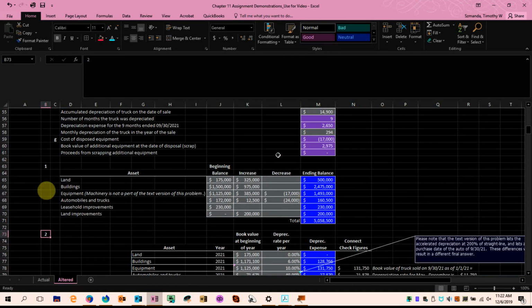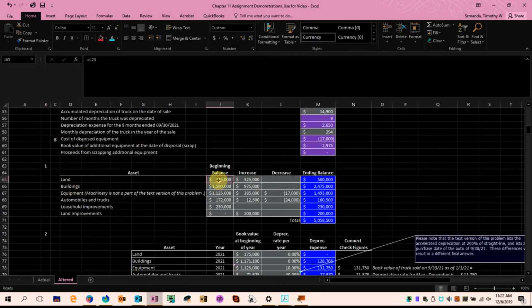All I did then for part 1 is I just took the beginning balance of each of these assets, and then I added or deducted any increases or decreases that were given to us. So in part 1, we do not consider depreciation or amortization in the calculations when we determine the changes in the balances. We're just ignoring them, including the beginning balance. So we're even ignoring the accumulated depreciation for beginning balance in part 1.